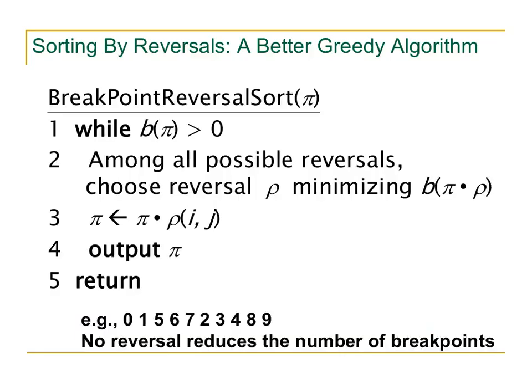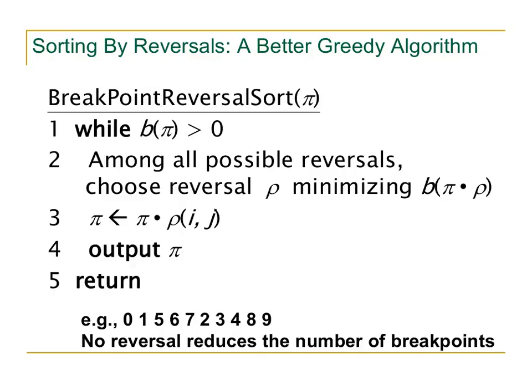Building on the pseudocode we just saw, this slide walks through breakpoint reversal sort, a straightforward greedy method for sorting a permutation by reversals. We keep track of b(pi), the number of breakpoints in our current permutation pi. As long as b(pi) remains positive, we look at every possible reversal rho, pick the one that drives b(pi ∘ rho) down the most, and apply it to update pi. When no breakpoints are left, we've reached a fully sorted permutation and we terminate.